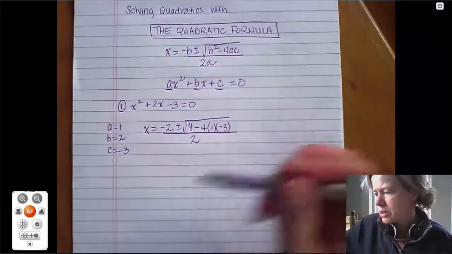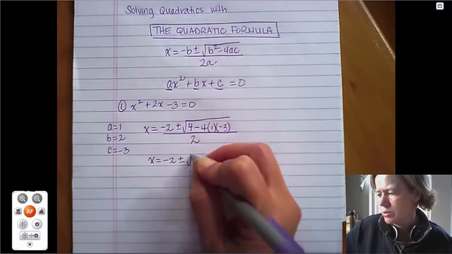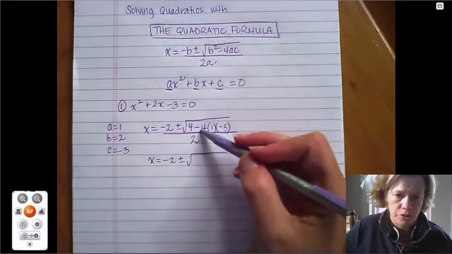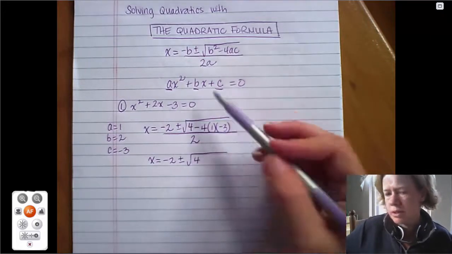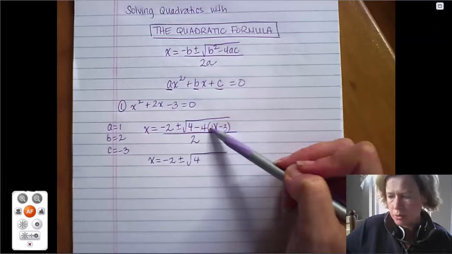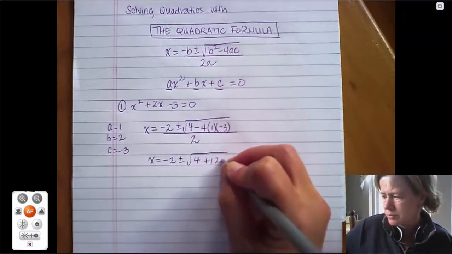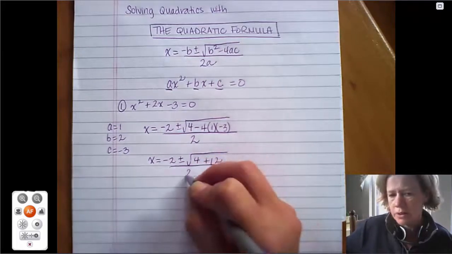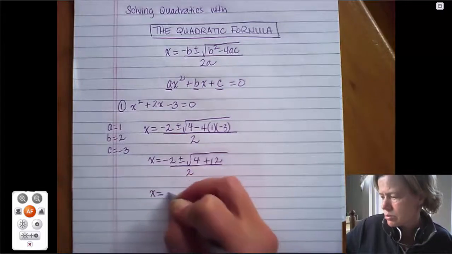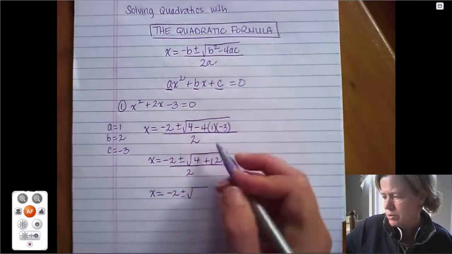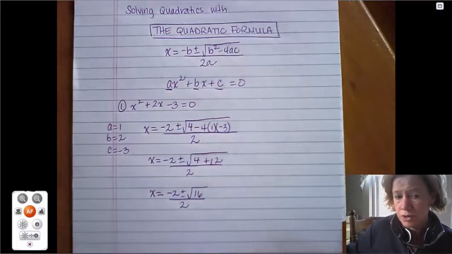Now, the thing I don't like about the quadratic formula is it's really easy to make mistakes underneath that square root with this negative sign and subtraction. So you have to be super careful. So here you really have negative 4 times 1, which is negative 4, times negative 3, which is positive 12. And then you clean it up from there. So x is negative 2 plus or minus the square root of 4 plus 12 is 16, all over 2, and go as far as you can.